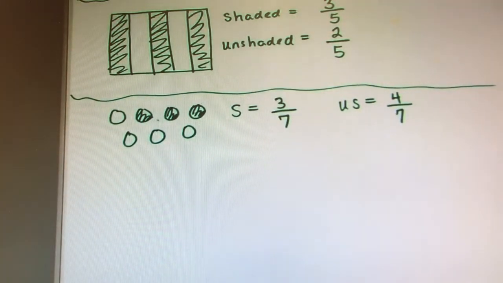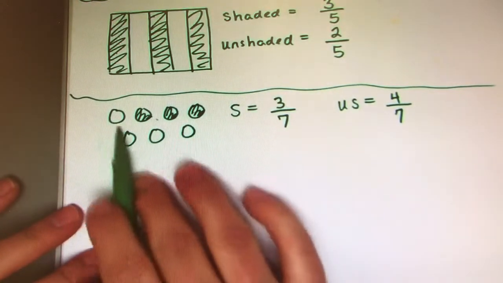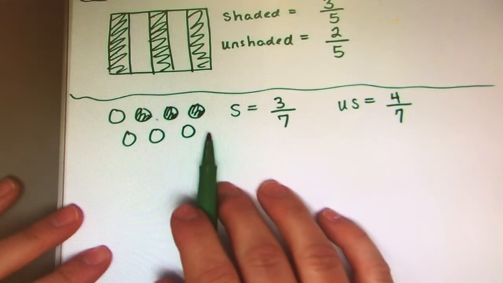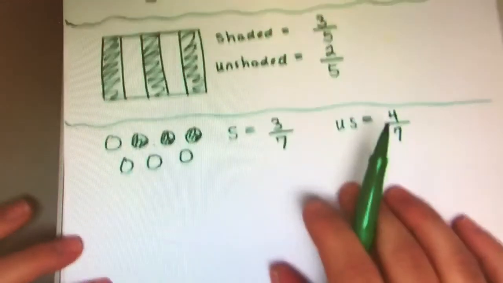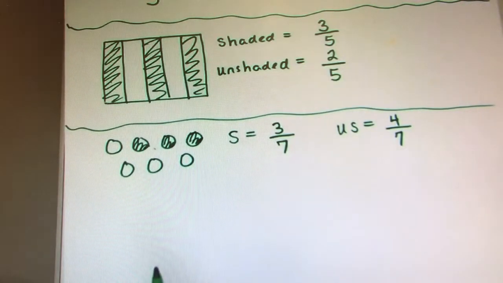So we can represent shaded or unshaded parts or specific things if we're asked. So the whole set, make sure we know, the whole set would be all 7. So if I had 7 out of 7, that would be one whole. Up here, if I had 5 out of 5 shaded, that would be the whole thing, right?